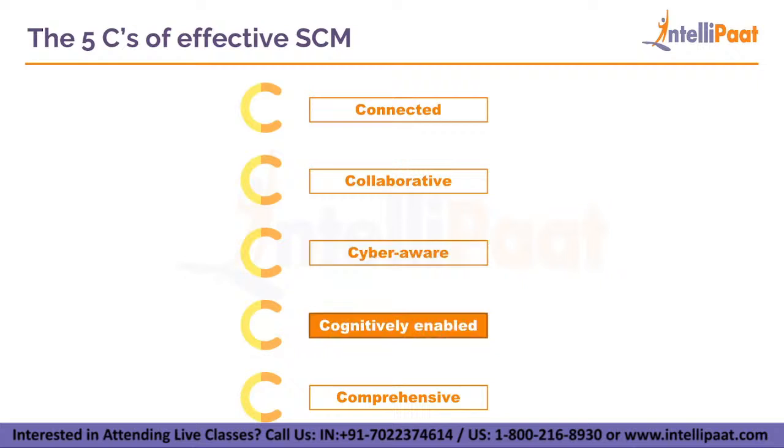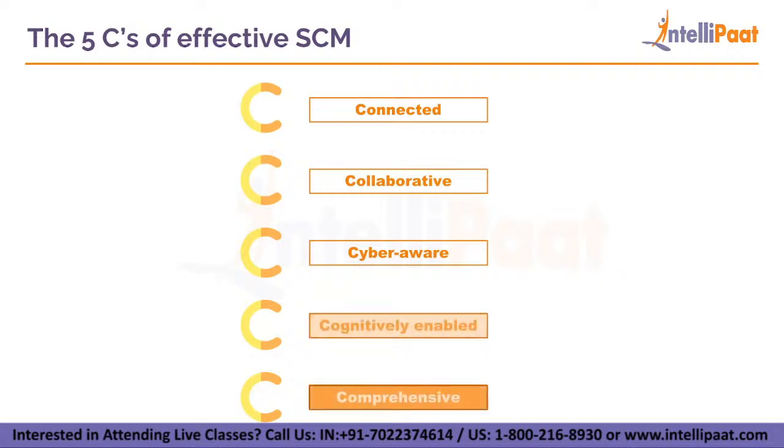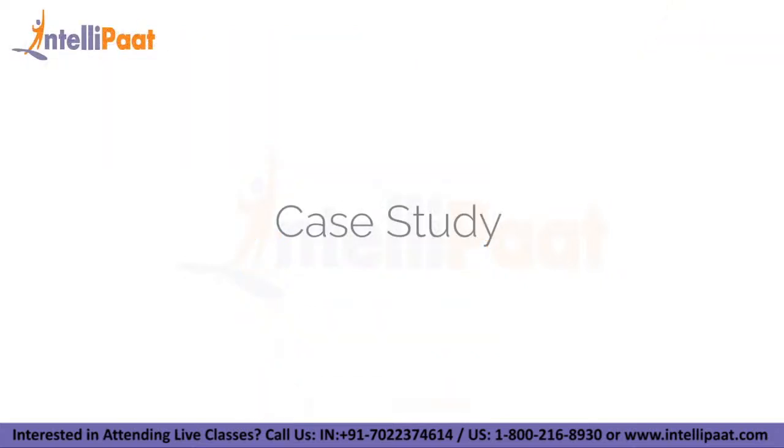The next one is cognitively enabled. The AI platform becomes the modern supply chain's control tower by collating, coordinating, and conducting decisions and actions across the chain. Most of the supply chain is automated and self learning. After this, last but not least, we have comprehensive as the fifth C of effective supply chain management. In this, analytics capabilities must be scaled with data in real time. Insights will be comprehensive and fast. Latency is unacceptable in the supply chain for the future. Now that we know the 5 C's of effective supply chain management, let's move on to a case study.